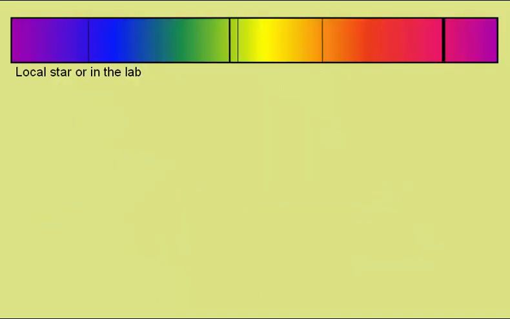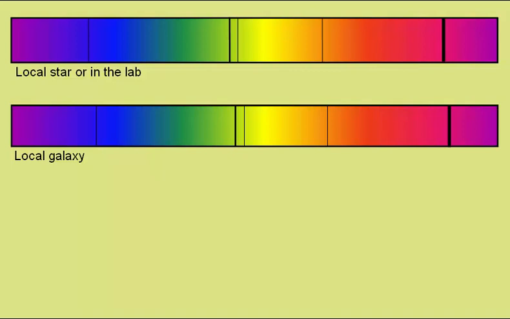Now to look at the effect on light. Here we have a line absorption spectrum from a local star within the Milky Way galaxy, as observed in the lab. If we look at the same absorption spectrum, but now from a local galaxy somewhere away from the Milky Way, we see that the lines have been moved across to the right, towards the red end of the spectrum. We say the light is redshifted as the wavelength of the light has increased. This can be explained by the local galaxy moving away from us.